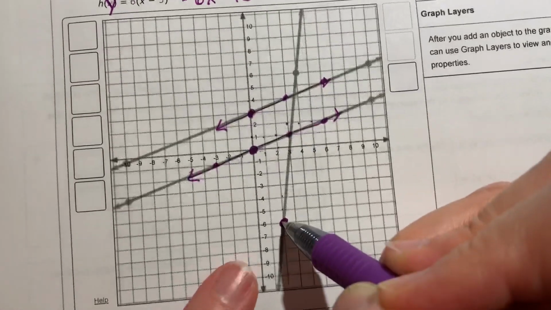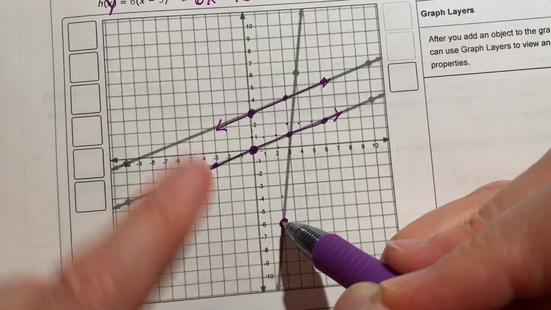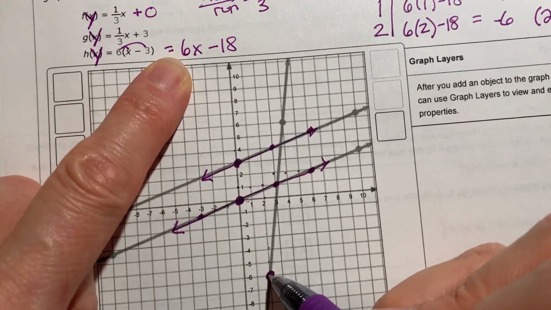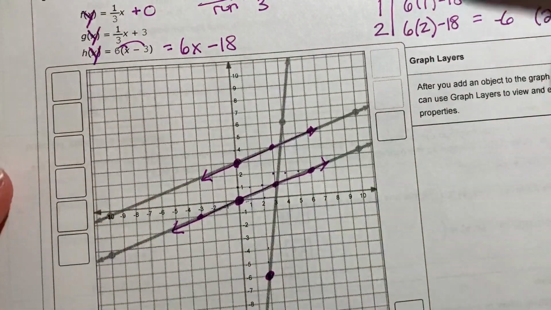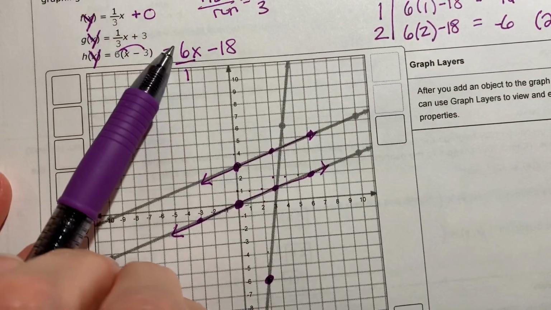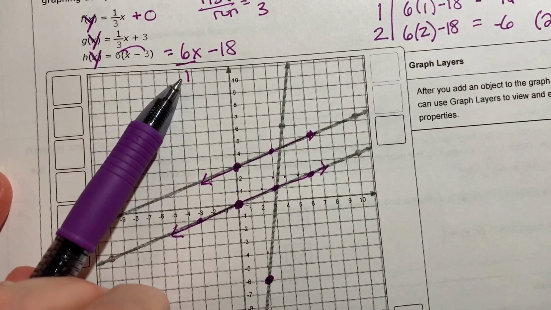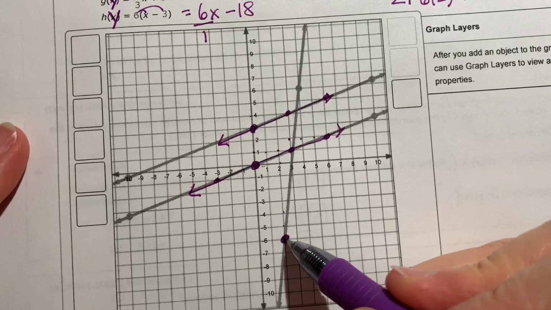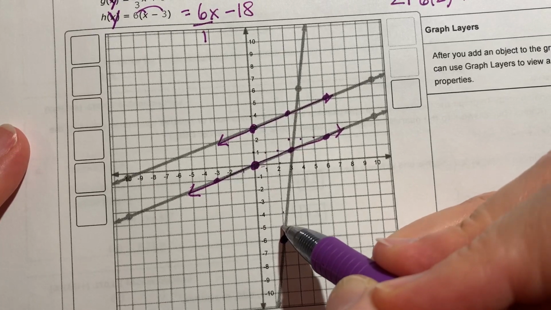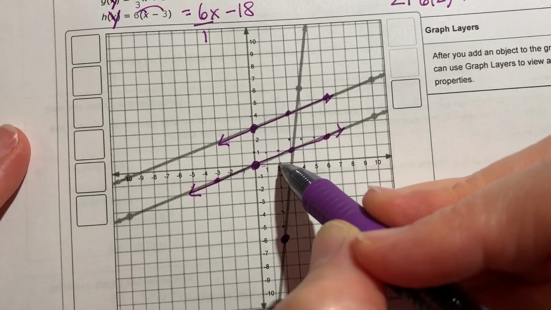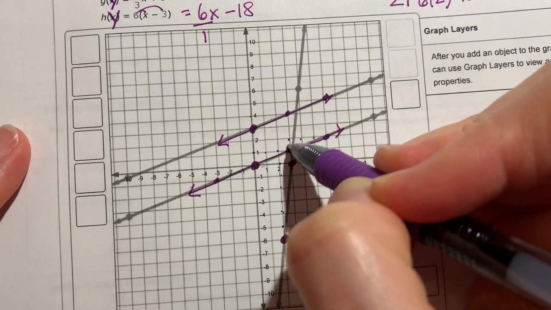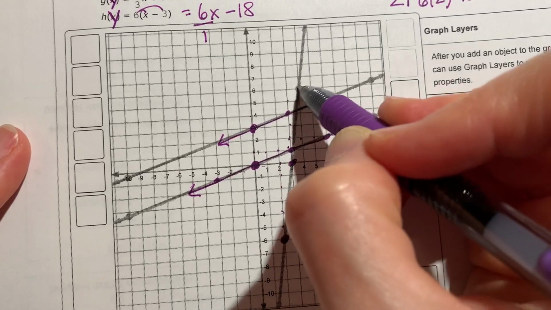So once I have one point on my line, then I can use my slope to find other points. So my slope is 6, put a 1 under there. So my rise is 6 and my run is 1. So once I have one point, I can go up 1, 2, 3, 4, 5, 6 and over 1. 1, 2, 3, 4, 5, 6 and over 1.